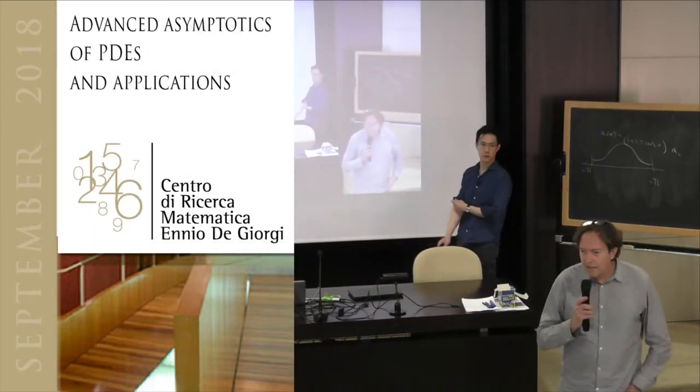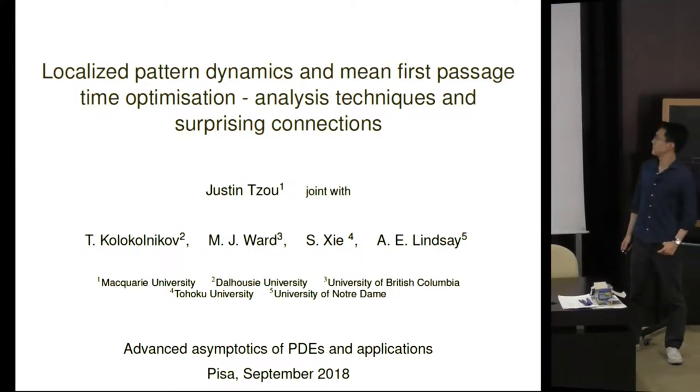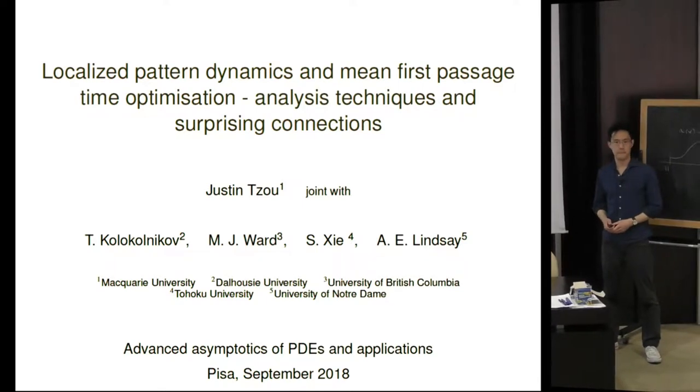Okay, so our second talk this morning is Professor Justin Tzou, who is from Macquarie University. He used to be a postdoc at UBC and at Dalhousie. He'll talk about localized pattern formation and connections to mean first passage time optimization.